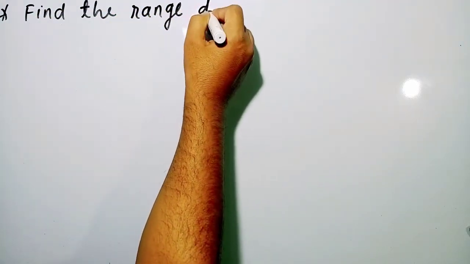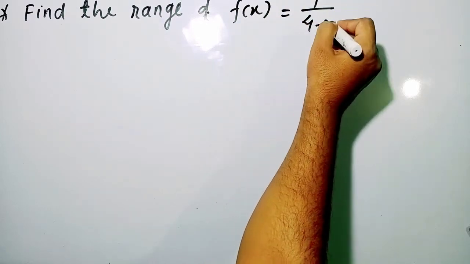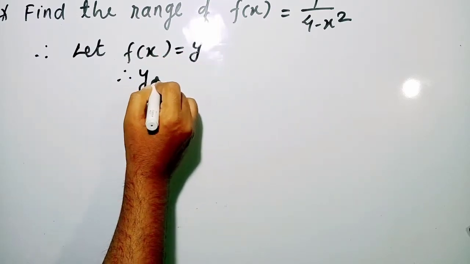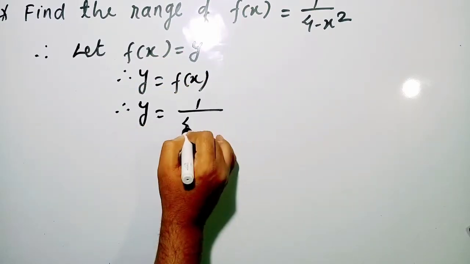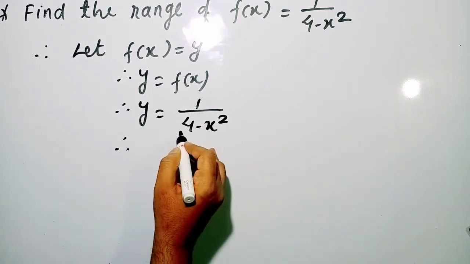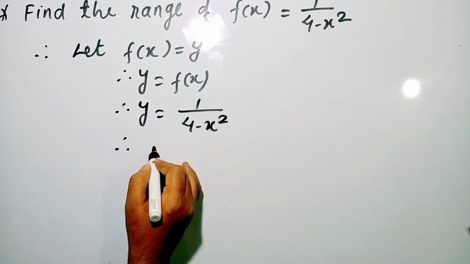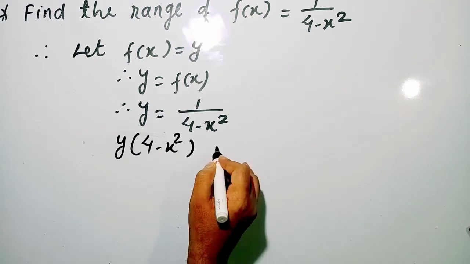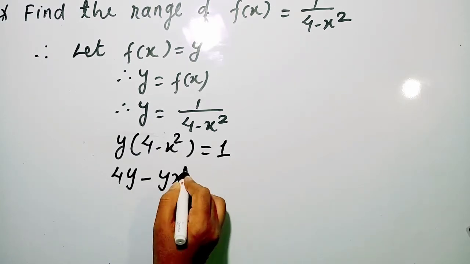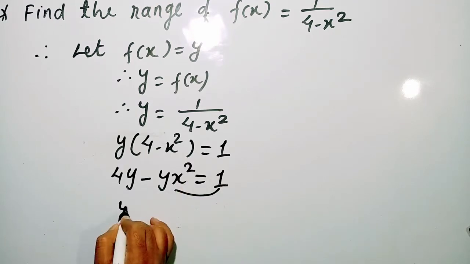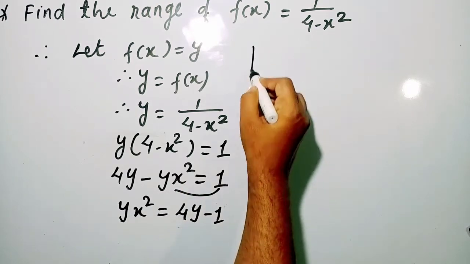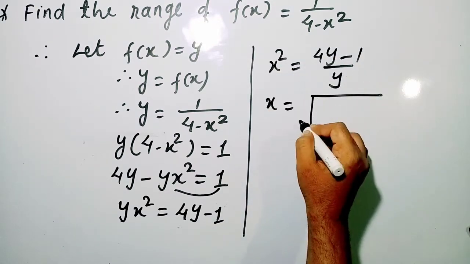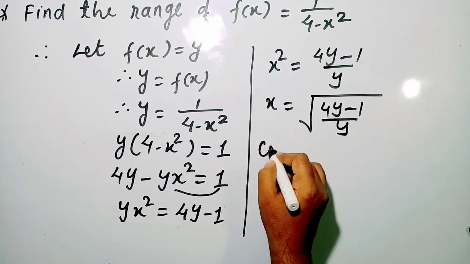Find the range of f of x equal to 1 upon 4 minus x square. Let f of x is equal to y. So y is equal to 1 upon 4 minus x square. So cross multiplication over here, y is multiplied by 4 minus x square. Okay, students, so y times 4 minus x square is equal to 1. So we can simplify these things. We will eliminate x from here, 4y minus y x square equals 1. So x square will be what? 4y minus 1 upon y. So x is equal to the square root of (4y minus 1) upon y.